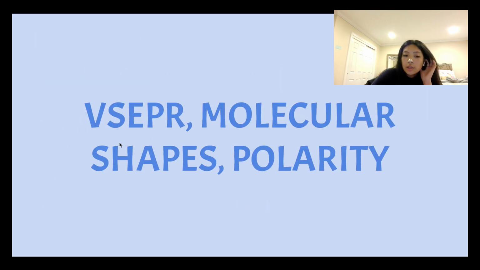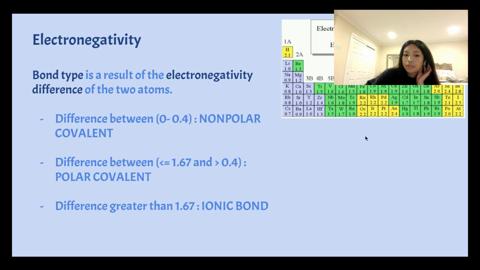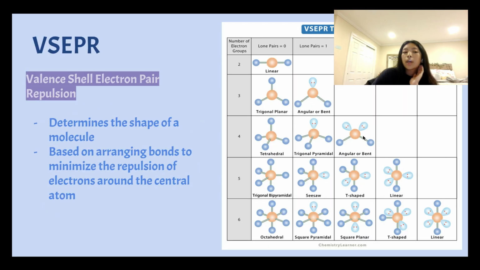Okay, now let's go over VSEPR, molecular shapes, and polarity. So what is VSEPR? VSEPR stands for valence shell electron pair repulsion. Make sure you remember this for your test because you're probably going to be asked what it stands for. VSEPR allows us to determine the shape of the molecule, and it is based on arranging bonds to minimize the repulsion of electrons around the central atom.